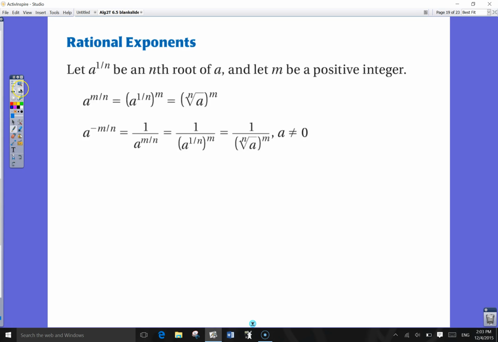So this is our rule, not exactly what I hoped it would say here, but a to the m over n equals the nth root of a to the m. And what I just said is that's also the same thing as the nth root of a, to the m. So the power can be inside the radical or it can be outside the radical. And this is just showing you that if you have it to the negative fraction, well, then you need to flip it to the denominator and then do the same thing as we did up here.